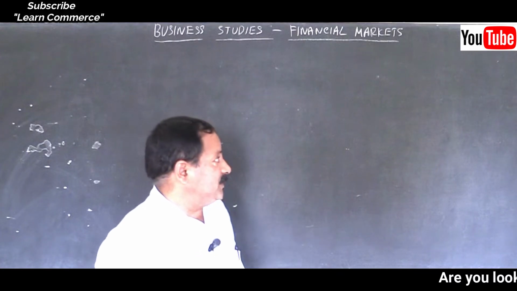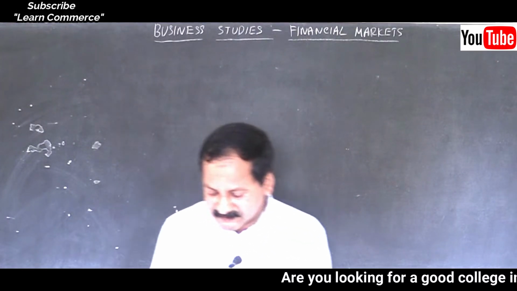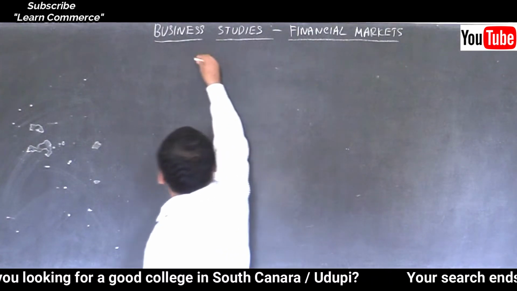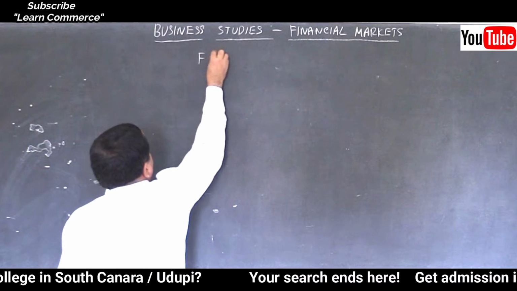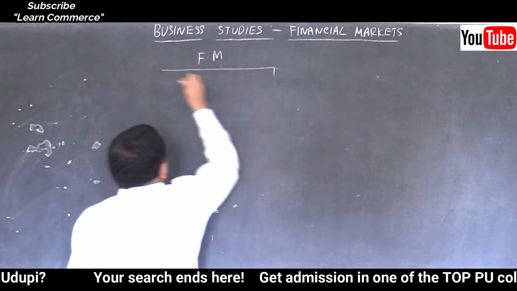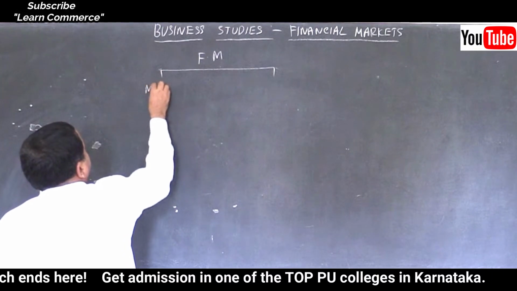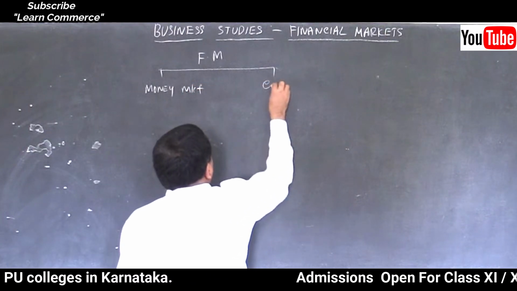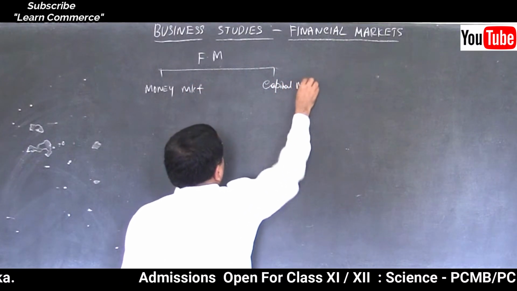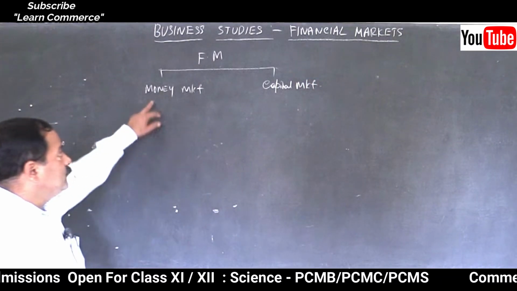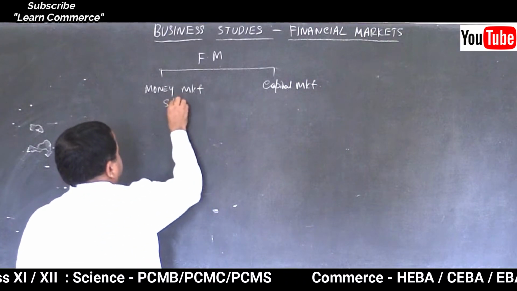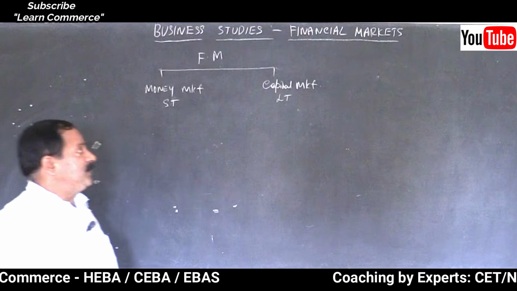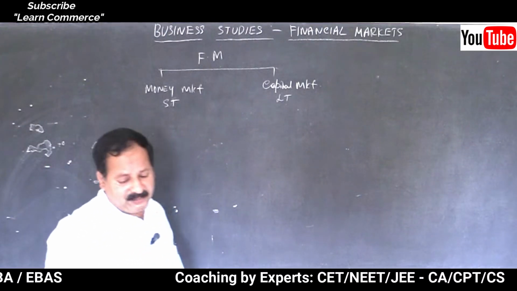Now, what is money market? The major part, that is first part is money market, the other one is capital market. So, if we prepare a diagram, that is financial markets, two categories, one is money market, the other one is capital market. This is short term and this is long term. That is the basic difference between the money market and the capital market.